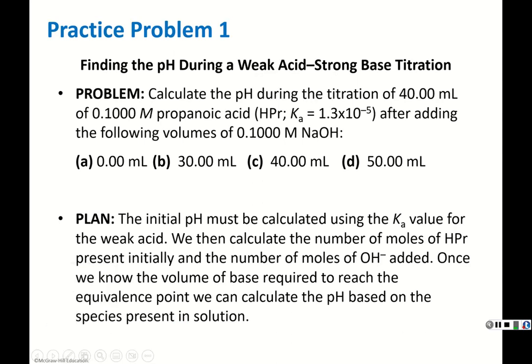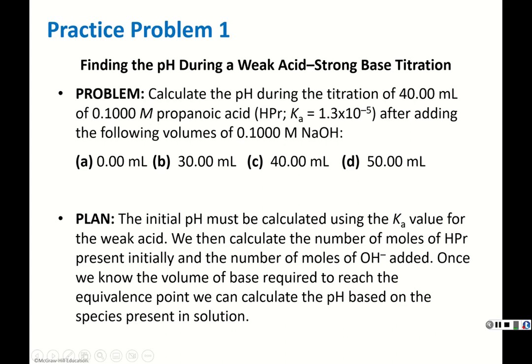Okay, so here we have a titration, and we have to calculate the pH during this titration. We're starting with 40 milliliters of 0.1 molar propanoic acid, which is abbreviated as HPR, and it's a weak acid. Ka is given. Okay, and we have 4 different scenarios to correspond to the starting point, before the equivalence point, at the equivalence point, and then beyond the equivalence point. Okay, so let's do the first situation.